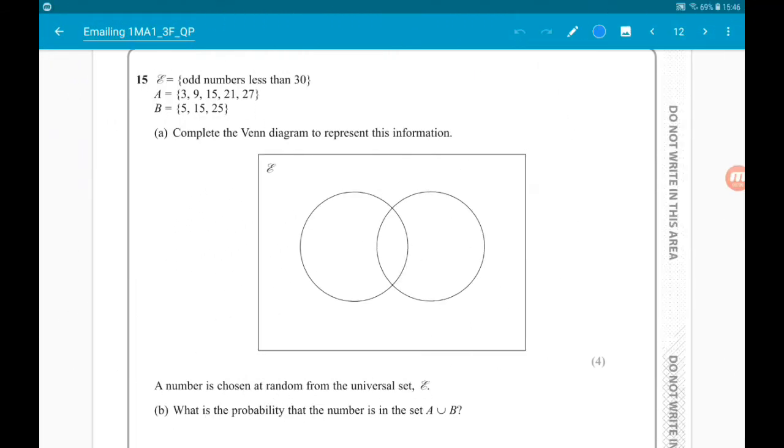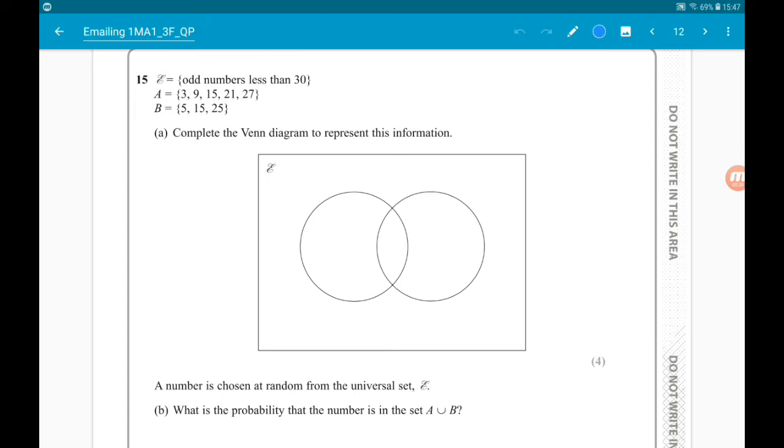Okay, number 15, we have some Venn diagram fun. So our universal set is the odd numbers less than 30. Set A is 3, 9, 15, 21, 27. Set B is 5, 15, 25. Part A wants us to complete the Venn diagram to represent this info.